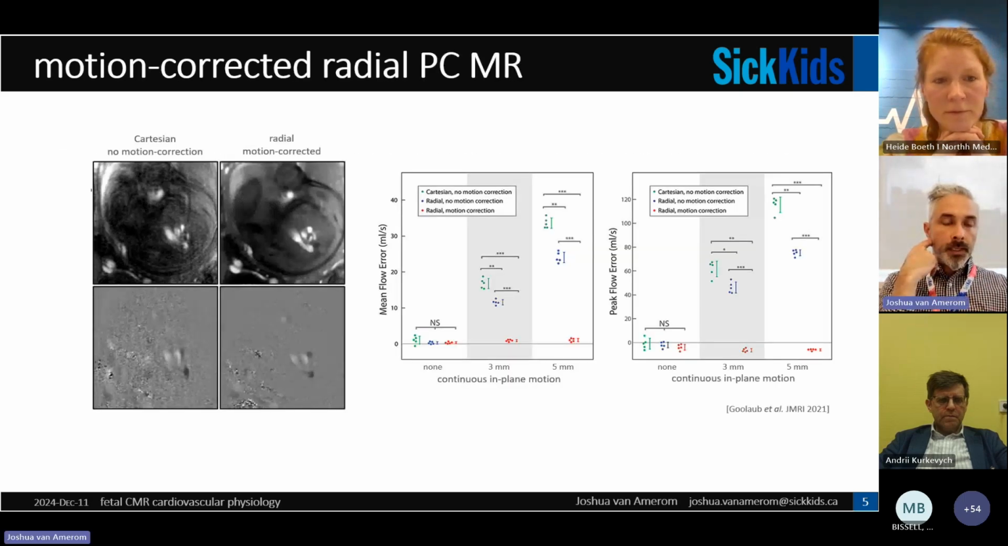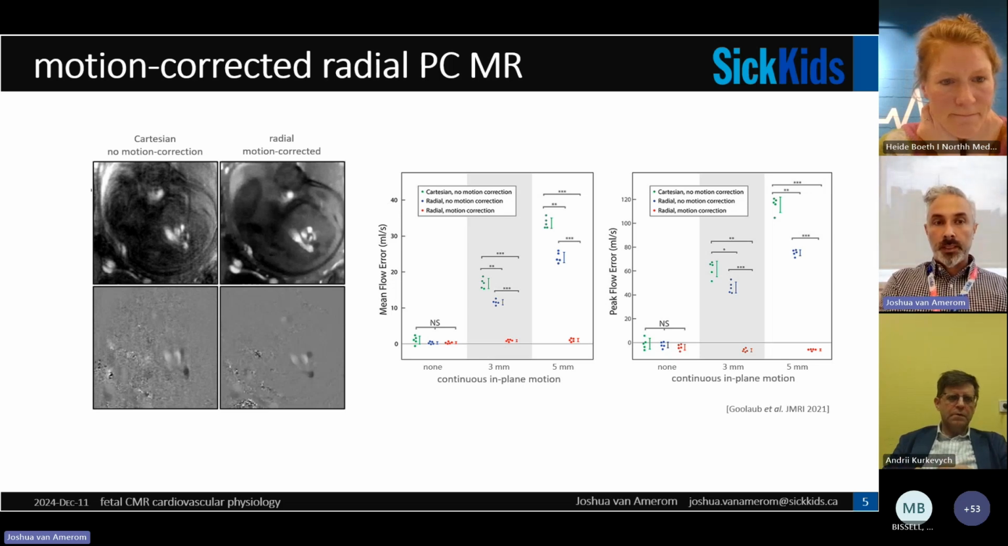And so what we've been doing in terms of the flow measurements more recently is employing a golden angle radial acquisition rather than a Cartesian. The impact that has is it allows us to do motion correction in plane, do some data rejection through plane, and you can see just how much sharper the vessels end up.